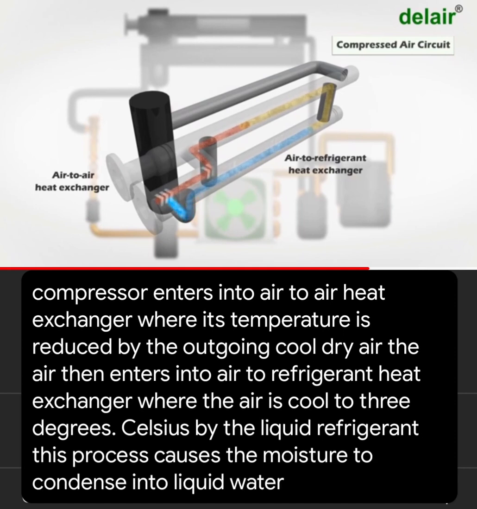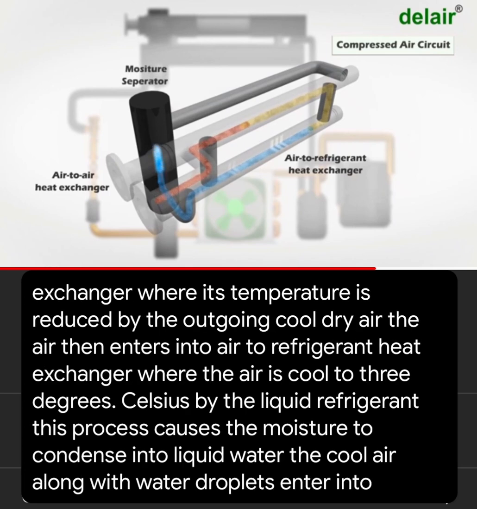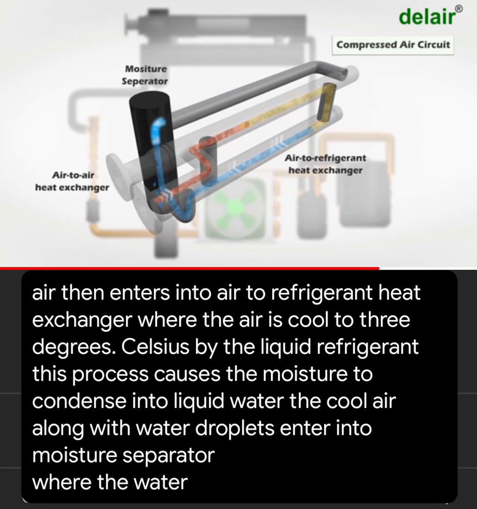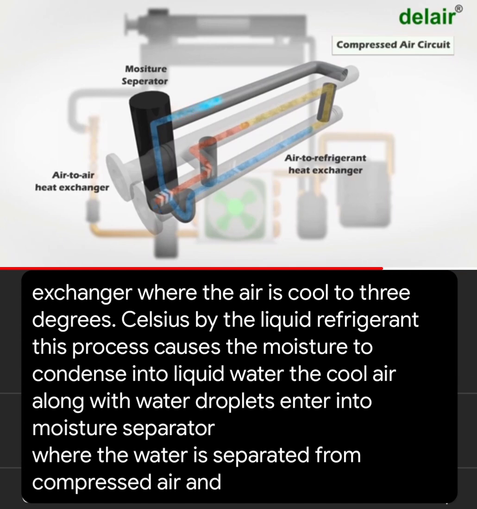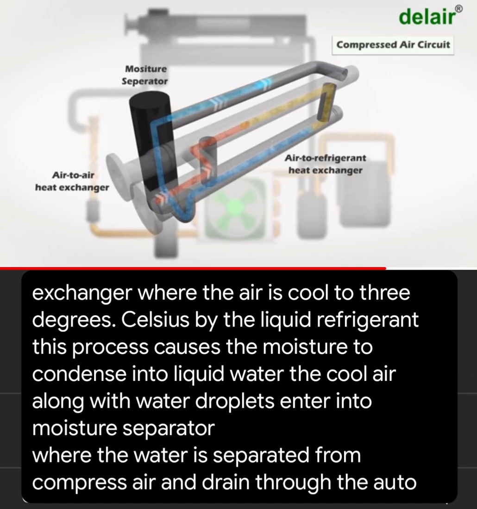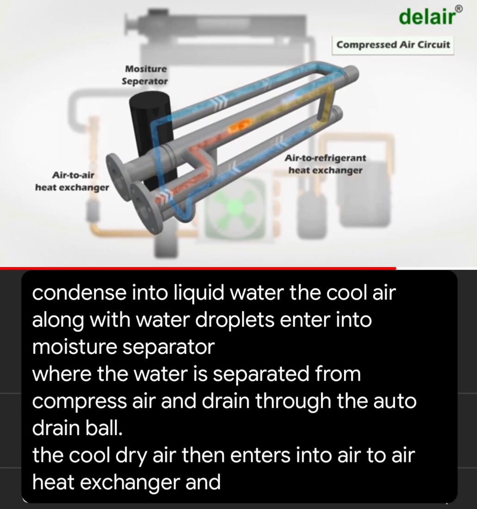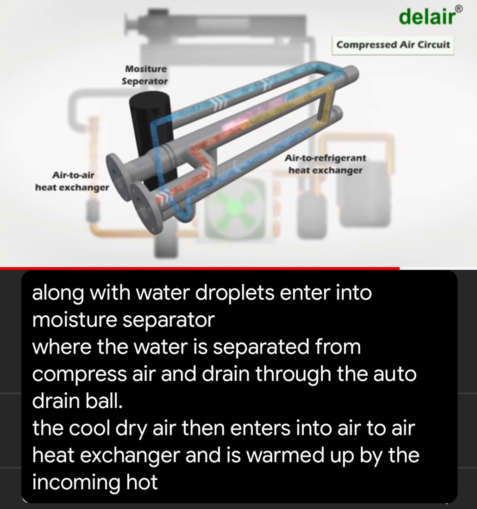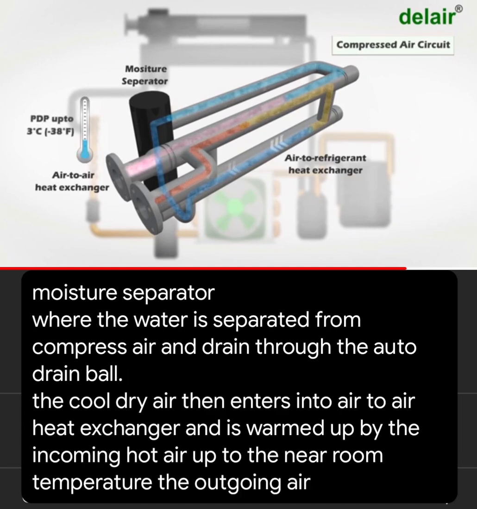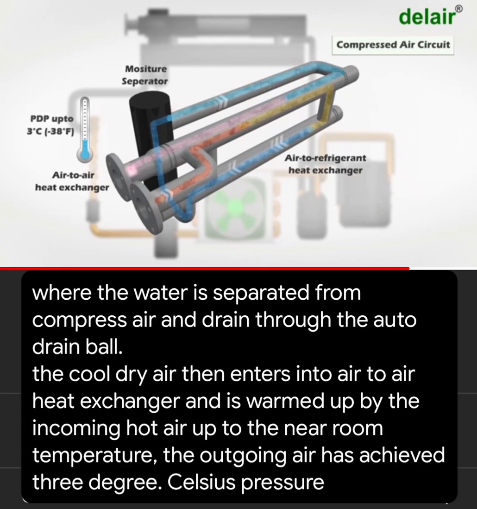The cool air along with water droplets enters into the moisture separator, where the water is separated from the compressed air and drained through the auto drain valve. The cool dry air then enters into the air-to-air heat exchanger and is warmed up by the incoming hot air up to near room temperature. The outgoing air has achieved 3 degrees Celsius pressure dew point and is now dry.